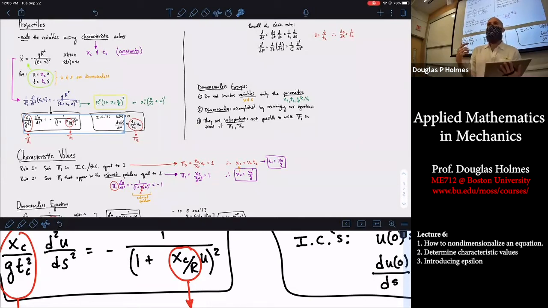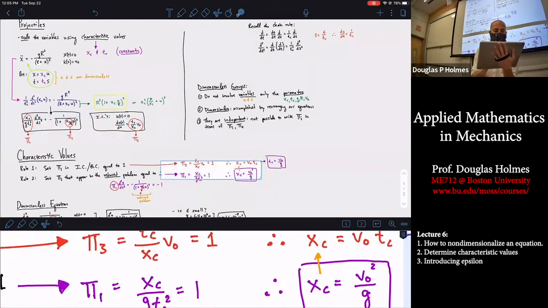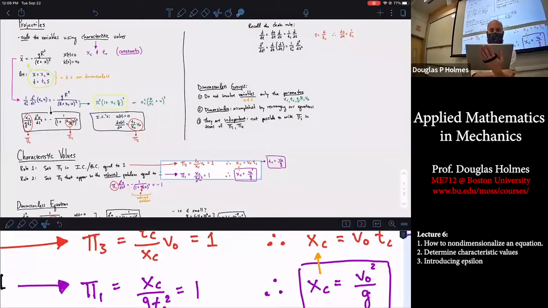So the number of pi groups that you set equal to 1 is dictated by how many characteristic values, and therefore unknowns, you have when you try to non-dimensionalize your equation. Okay, I see. And did we just pick values like XC, TC just because we know that those are the 2 basically like, I don't know how to describe it, variables that are varying throughout the problem?